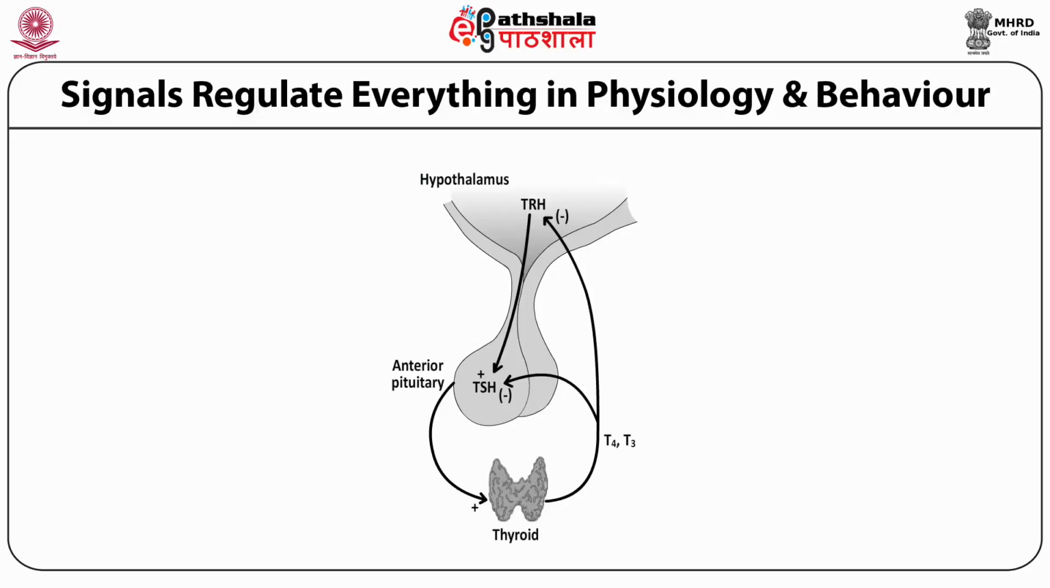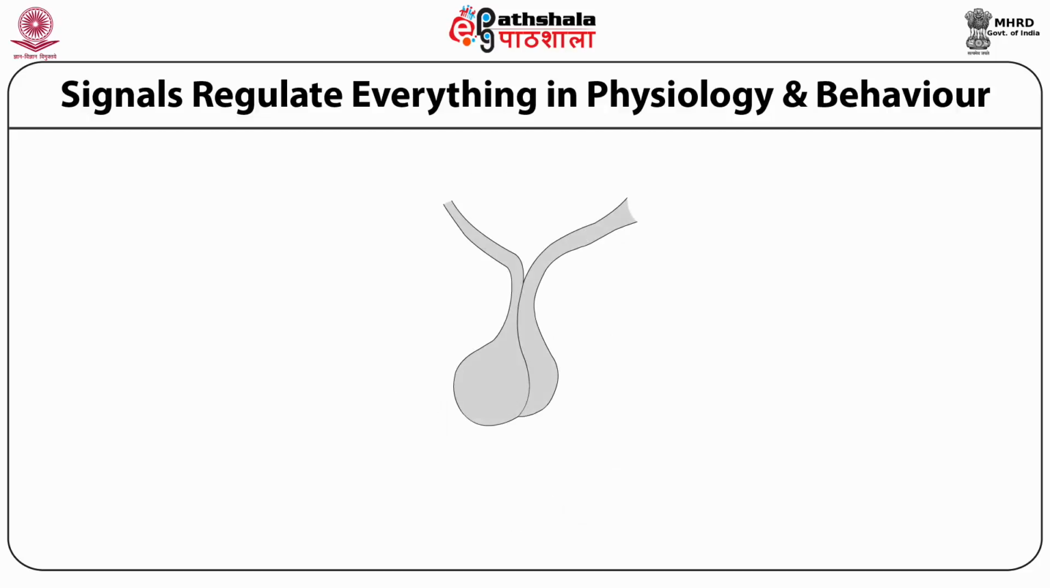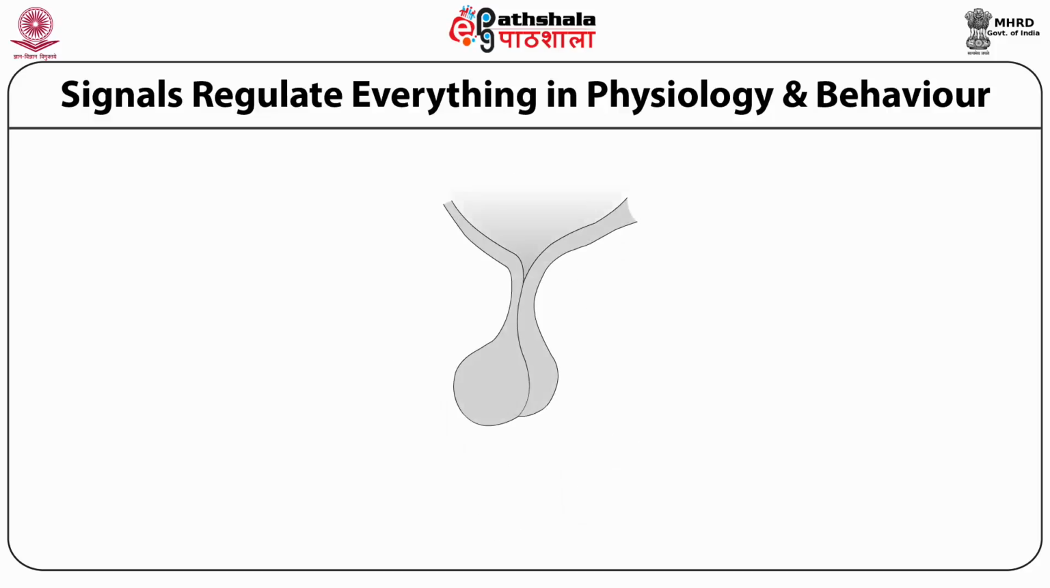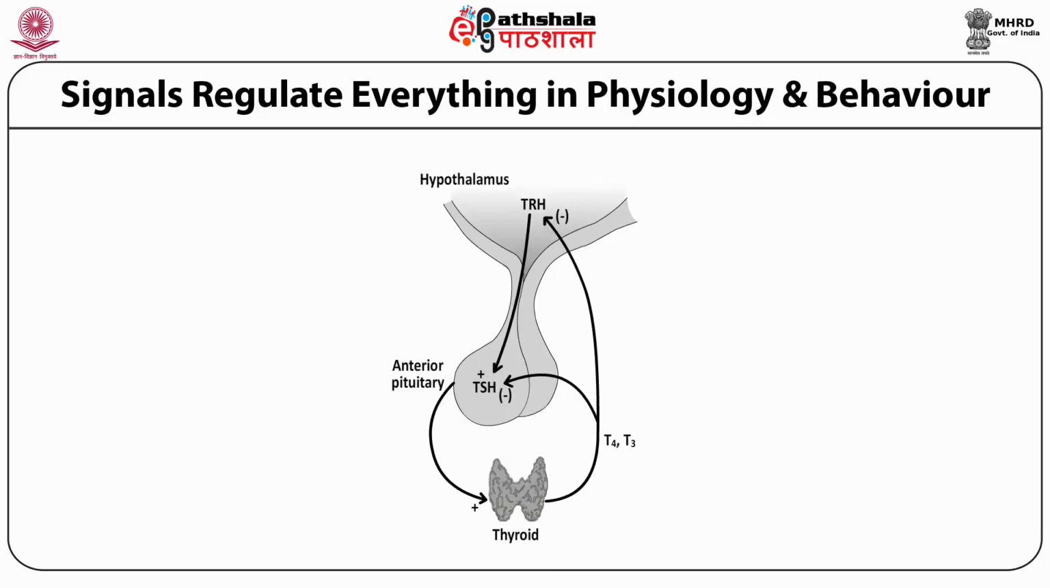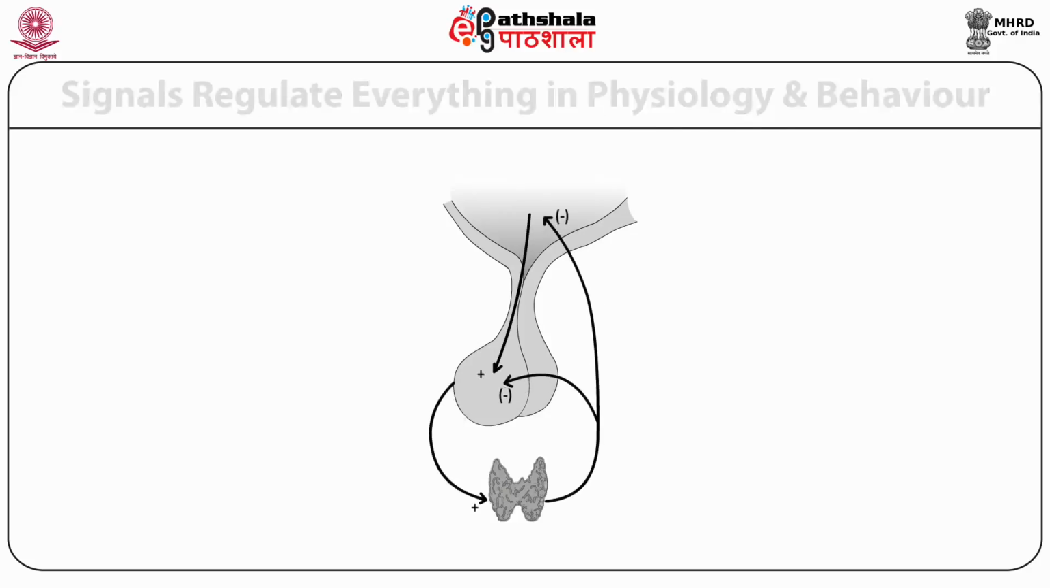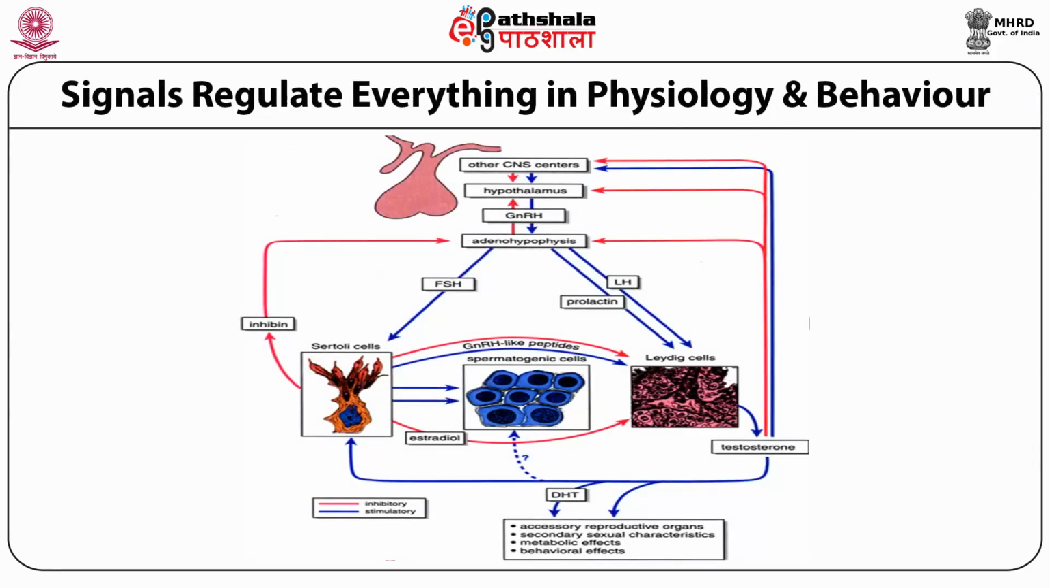But what is interesting here is that the concentration of this T3 and T4 in the blood influences not only the pituitary in the release of TSH, but also the hypothalamus in the release of TRH, where you notice negative feedback. Another aspect of biological function is called reproduction, which is mediated by signals which we call hormones.